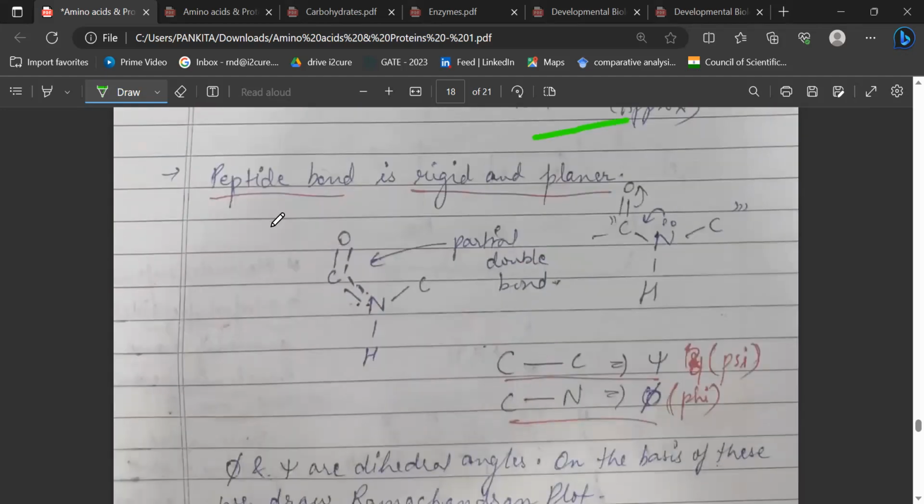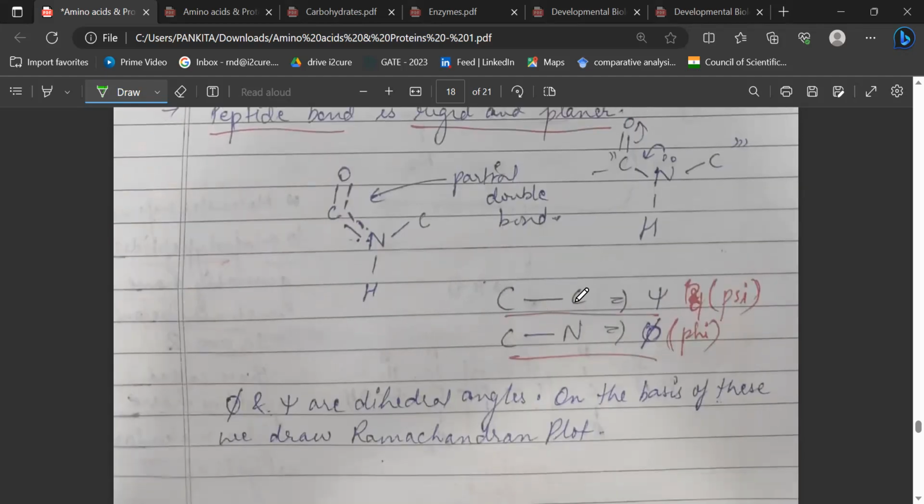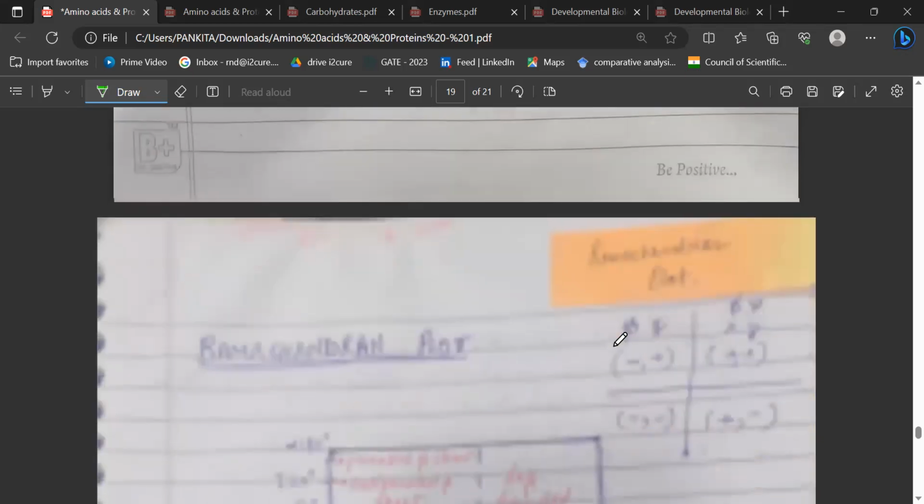Also, the peptide bond is a rigid and planar structure. It contains a partial double bond character at this CONH region. The bond between the alpha carbon and the carbonyl carbon gives the value of psi, and the bond between the carbon and nitrogen gives the value of phi. These are called dihedral angles, and on the basis of these dihedral angles we produce the Ramachandran plot.